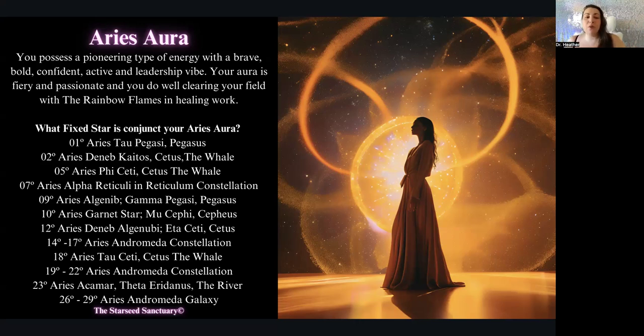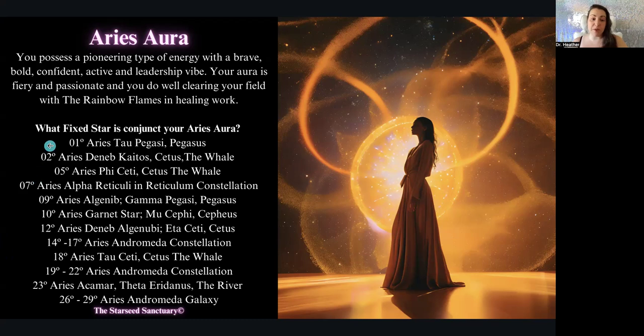So for natal asteroid Aura in Aries, you do really well clearing your field with the rainbow flames in healing work. Many people are familiar with the violet flame, but I think Aries would do really well working with the chakra colors bottom up: red flame, orange flame, yellow flame, green flame, blue flame, indigo, and then white or violet for the crown. So what is your fixed star that's connected to your natal asteroid Aries Aura? Look and see what is the degree of your natal Aries asteroid Aura placement, and then you can figure out what galactic group or fixed star it's connected to.